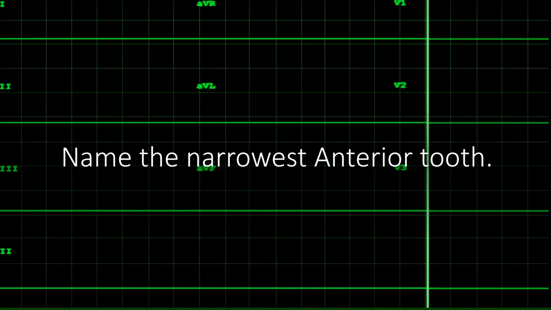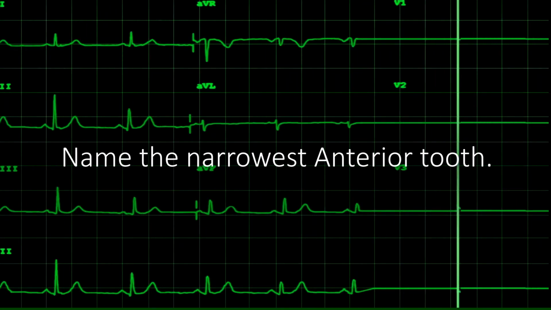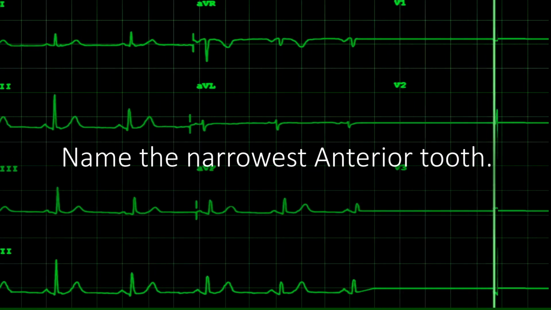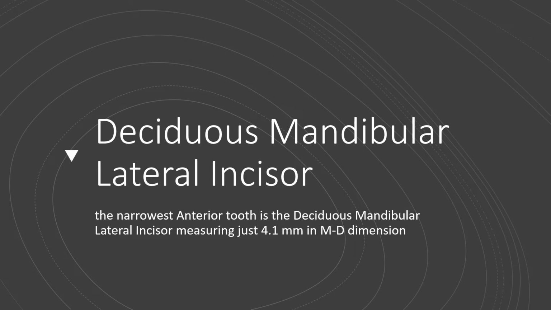The question is, name the narrowest anterior tooth. The narrowest anterior tooth in the deciduous dentition is the mandibular lateral incisor, measuring around 4.1 millimeters in the mesiodistal dimension. In terms of the permanent dentition, the mandibular central incisor is considered to be the narrowest anterior tooth, and not only is it the narrowest anterior tooth, but it is also the most symmetrical.